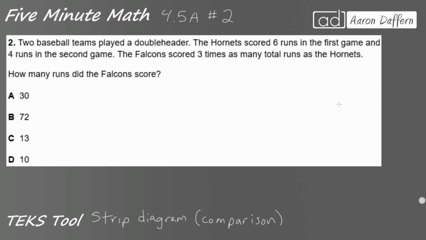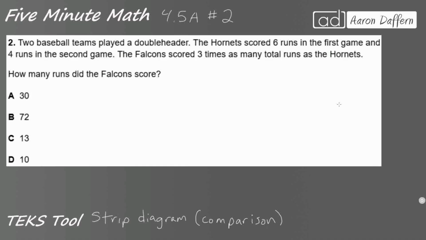Today we are looking at the TEKS tool strip diagram. We are focusing on comparison with a problem related to TEKS 4.5a, and we will solve it in 5 minutes or less. If you haven't done so already, please go ahead and take a moment to pause the video, work this problem out on your own, unpause it, and we will look at our answers together.